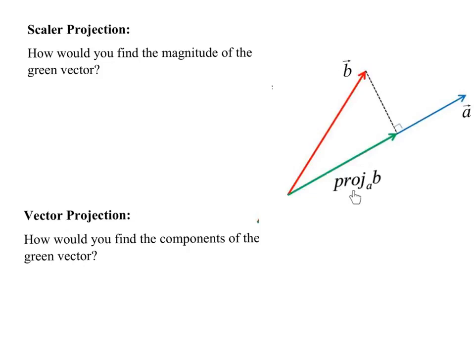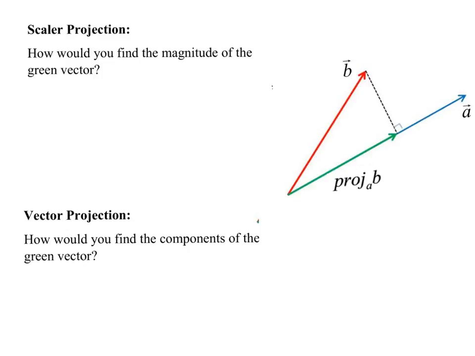This says the projection of B onto A. Essentially, we have two vectors, B and A. B is in red, A is in blue. And the projection is what happens when the vector B is dropped down to make a 90-degree angle onto A. So this is the projection of B onto A. This is the green vector right here. That's called the projection.